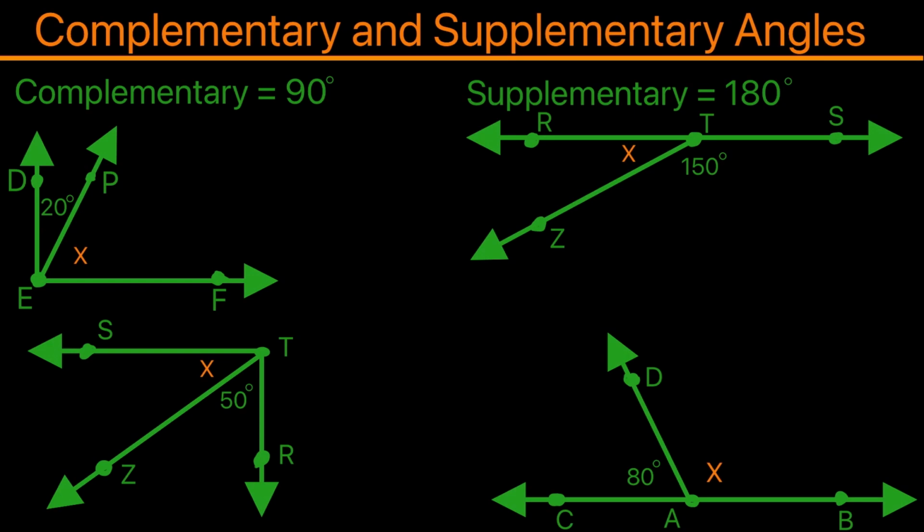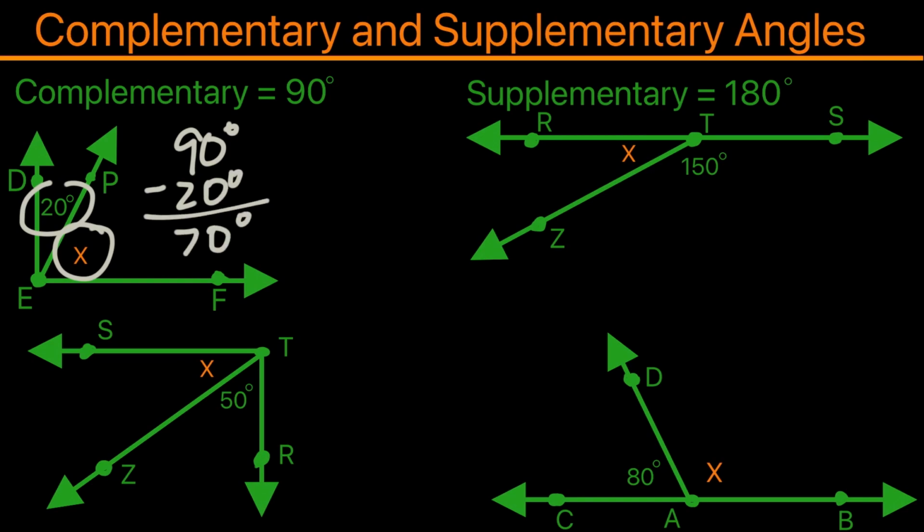For the first example, we have 20 degrees and we have x here, which is what we're trying to find the answer for. In this case, it's a 90-degree complementary angle combined. So we would take the 90 and minus the 20 degrees that was provided, and the answer is 70 degrees. So x would be 70 degrees.